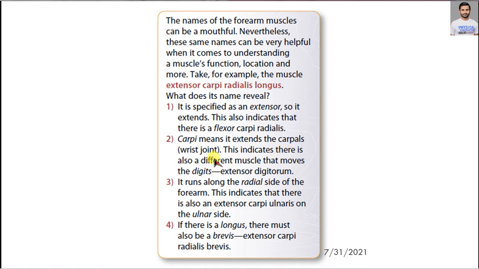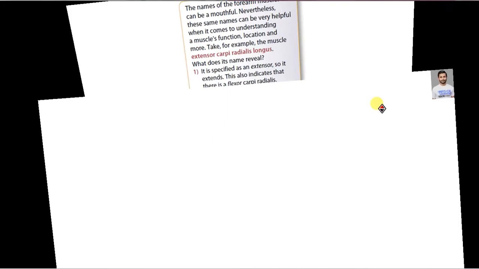This indicates there is also a different muscle that moves the digits, extensor digitorum, and it runs along the radial side of the forearm. This indicates that there is also an extensor carpi ulnaris on the ulnar side. If there is a longus, it means there must also be a brevis, so extensor carpi radialis brevis. So if you remember one muscle, you can at least get the names of 4 to 5 muscles.